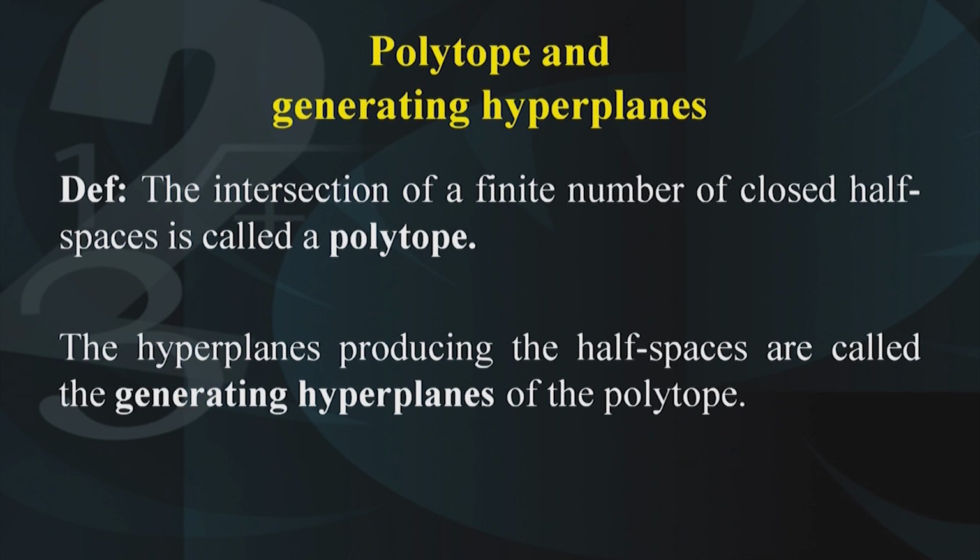Okay, some more definitions: polytope and generating hyperplanes. A polytope is defined as follows: the intersection of a finite number of closed half spaces is called a polytope. That is, if you have more than one hyperplane and you take their intersection, then the half spaces they intersect, and that intersection is called a polytope. The hyperplanes producing the half spaces are called the generating hyperplanes of the polytope.